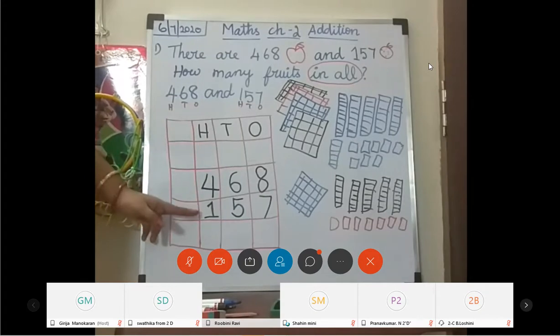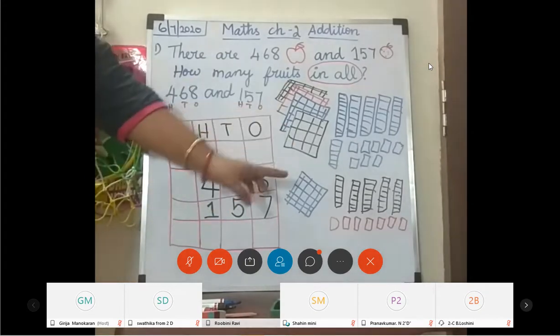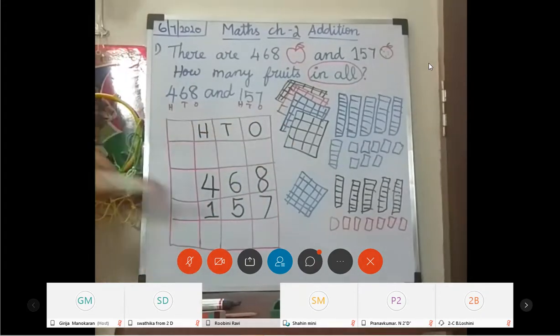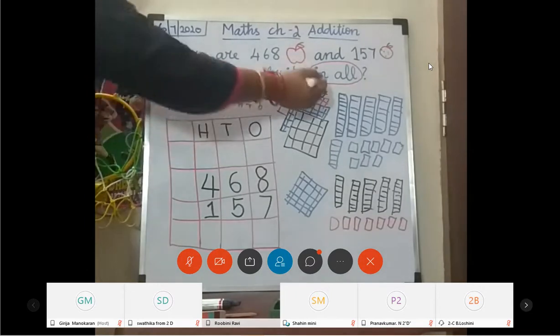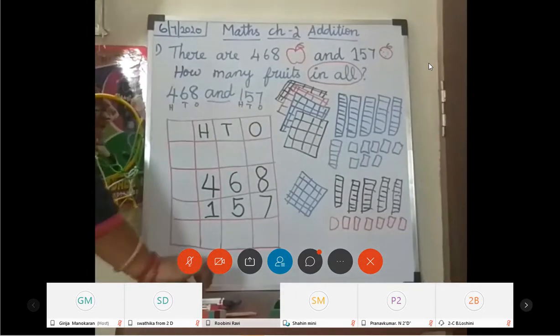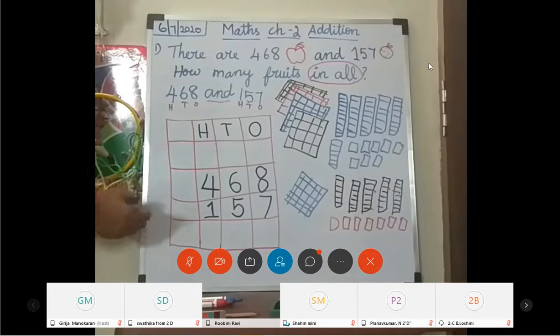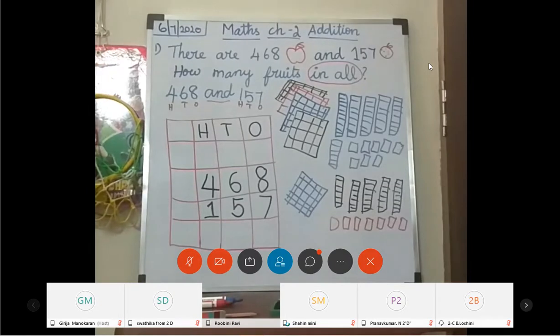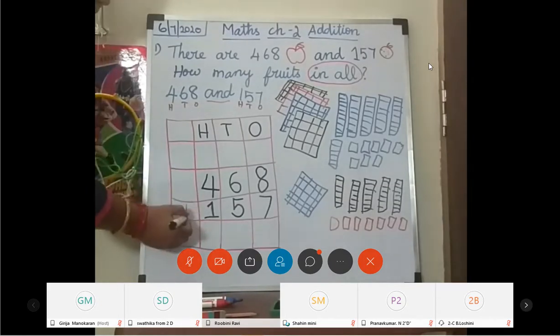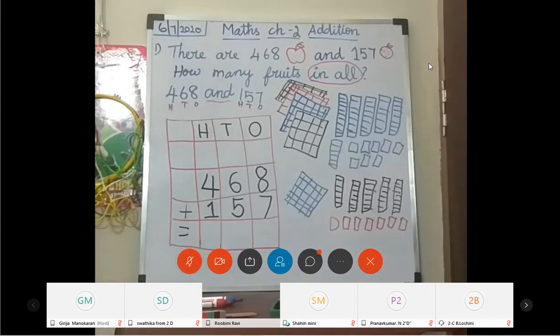468, 157. I represent these in the pictures also. Now, "in all" means addition. What sign will we put for addition? Plus sign, and then equals to.